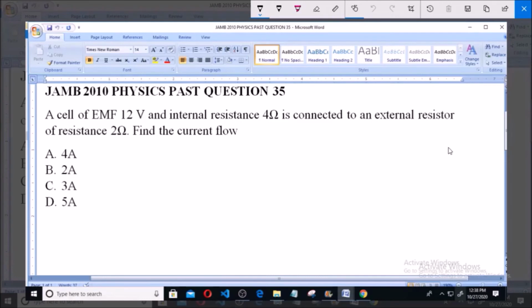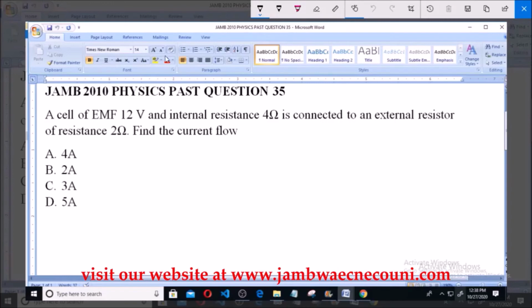A cell of EMF 12 volts and internal resistance 4 ohms is connected to an external resistor of resistance 2 ohms. Find the current flow. A, 4 amps; B, 2 amps; C, 3 amps; D, 5 amps.